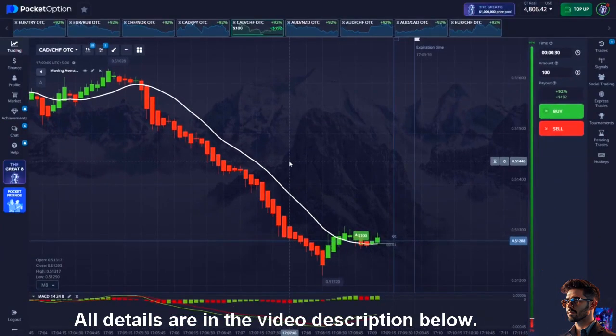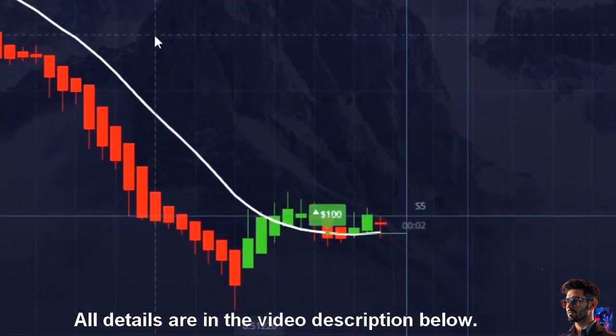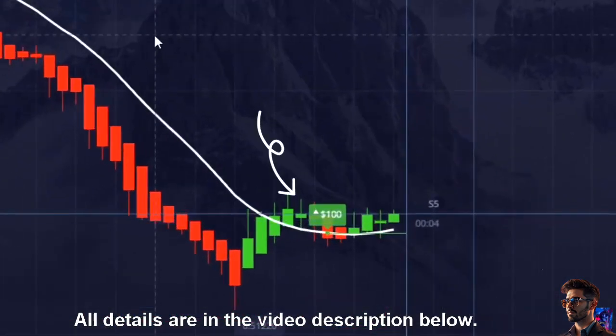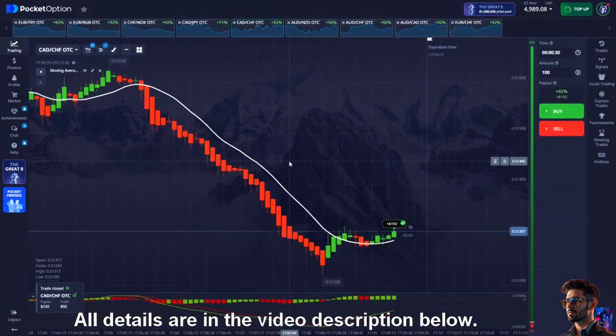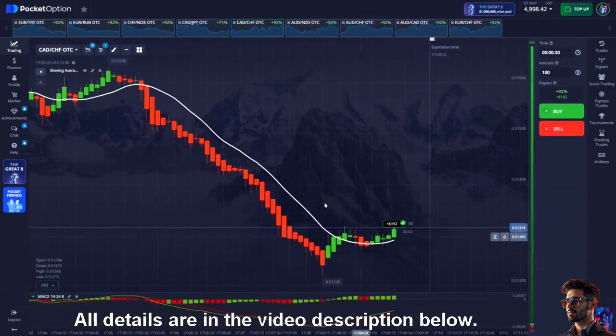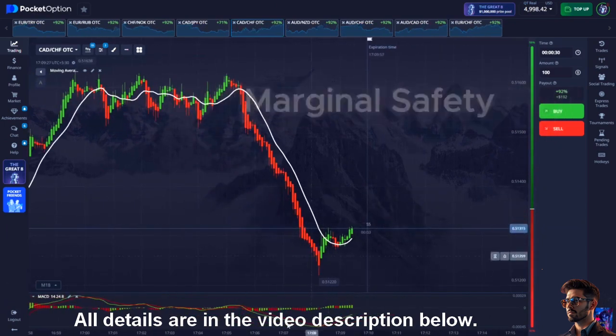I took a bit of time to analyze the market, because I can see here that the candles of green color were of small size. So I thought that the market should go down for a bit. That's why I waited to take a trade for the upward direction, with a bit of margin safety, and we have won our second trade as well.